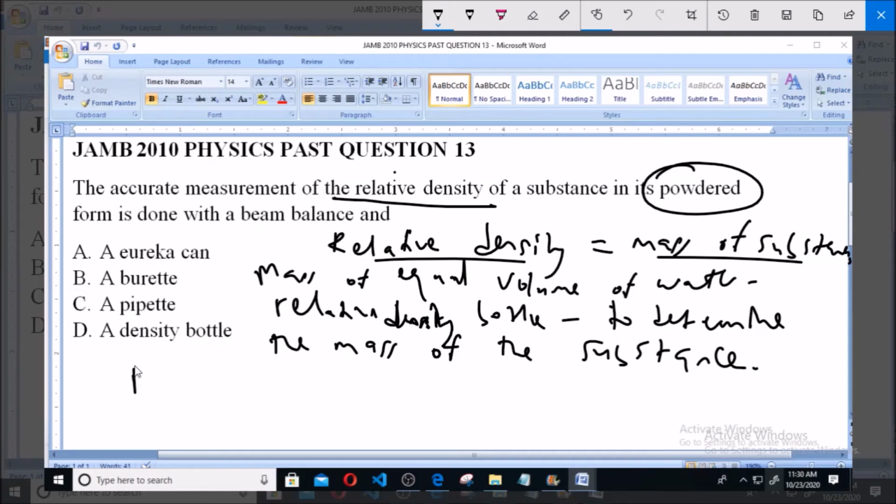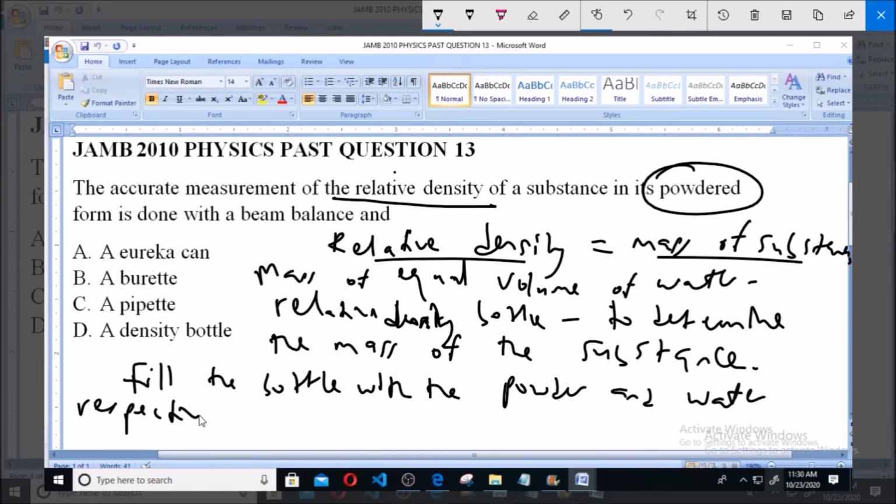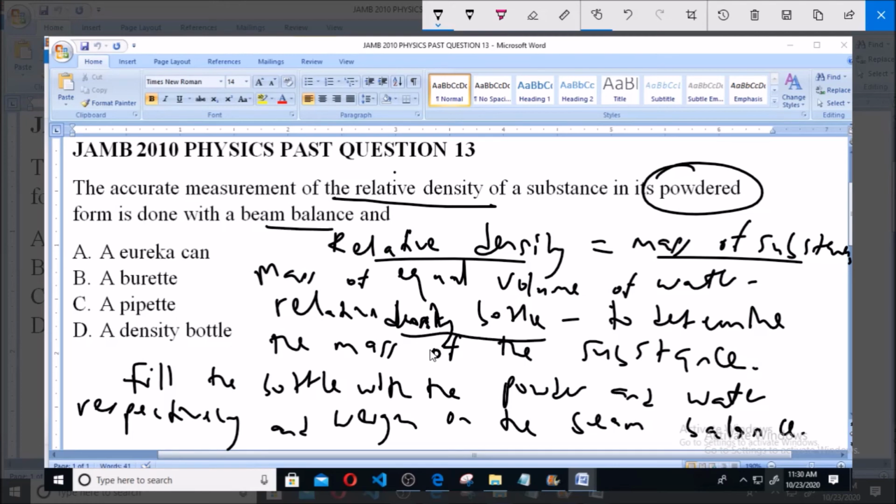You fill the bottle, the relative density bottle, with the powder and water respectively, and then weigh on the beam balance. So the major thing to draw out from this explanation is that the density bottle is what is used along with the beam balance to measure the relative density of a powdered substance. So option D is a density bottle. So that is the correct answer to this question.